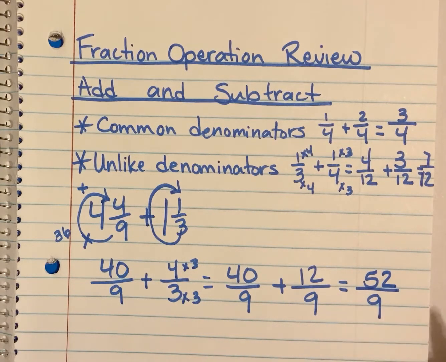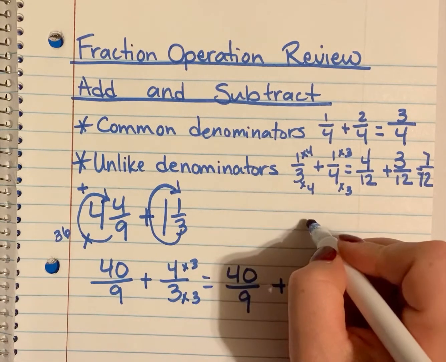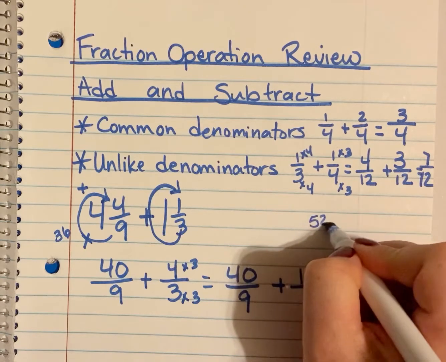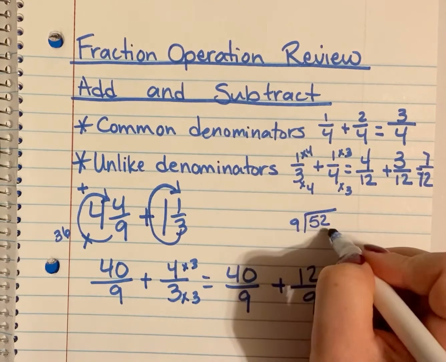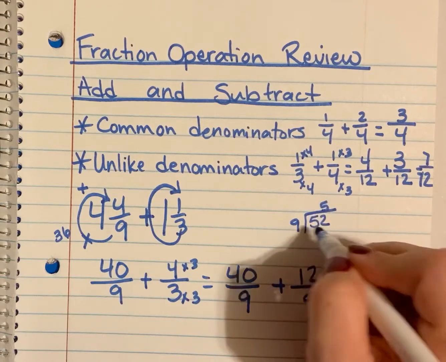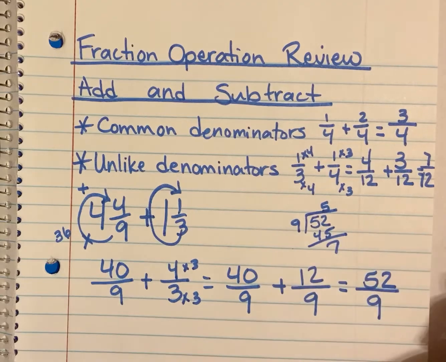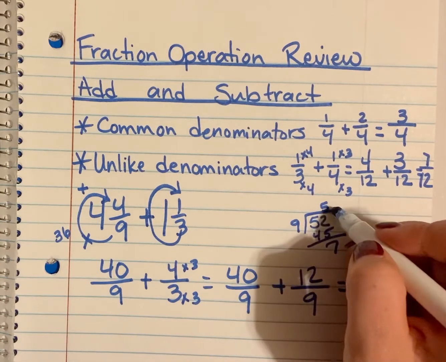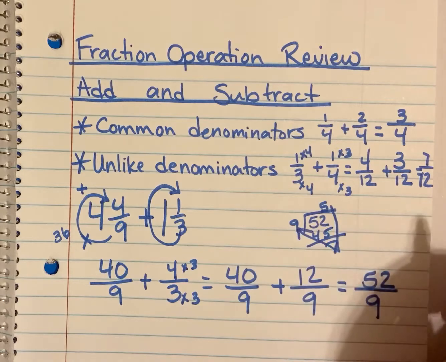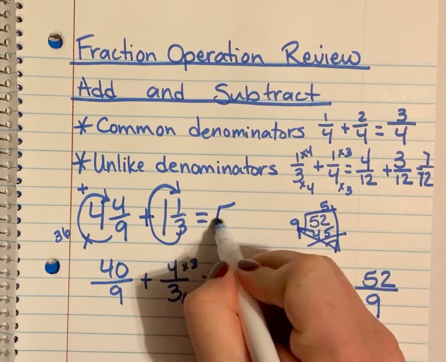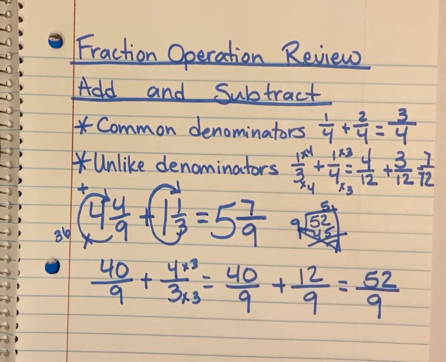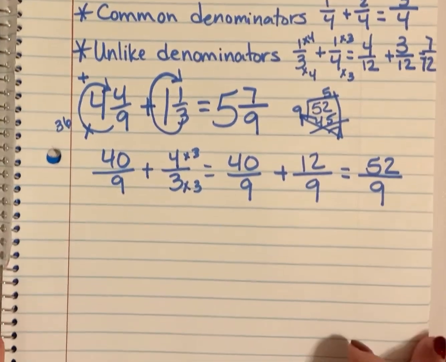I'd never want to keep a fraction improper, so I divide it out. I'm going to come up here and divide it out. 52 divided by 9. 9 will go into 52 5 times. 9 times 5 is 45. Subtract, and I'm left with 7. 5 and 7/9. Good.